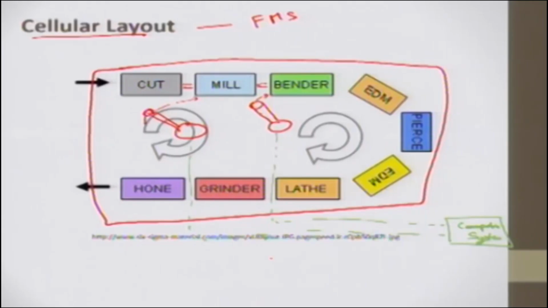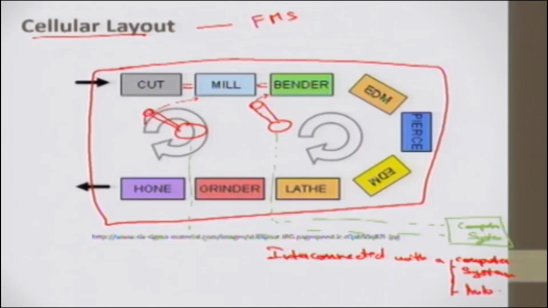These all systems are interconnected with a computer system, or you can even say with an automated material handling system.